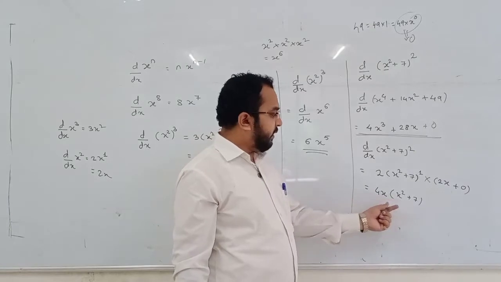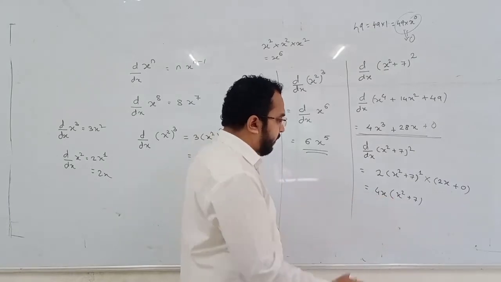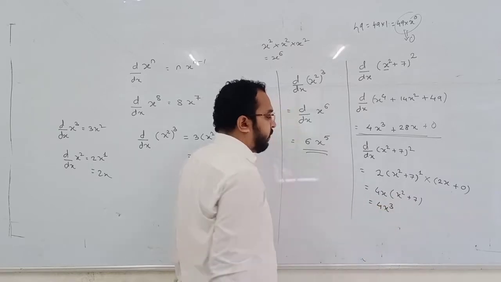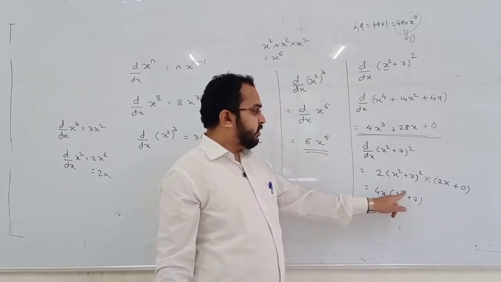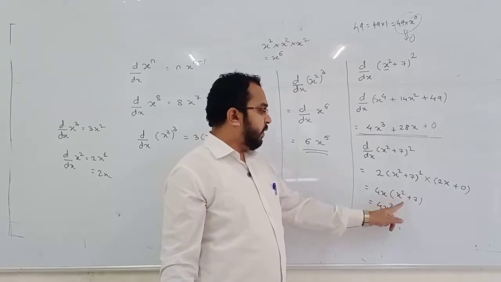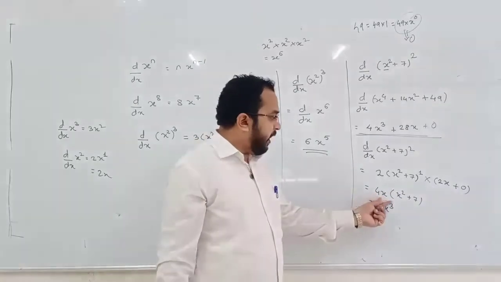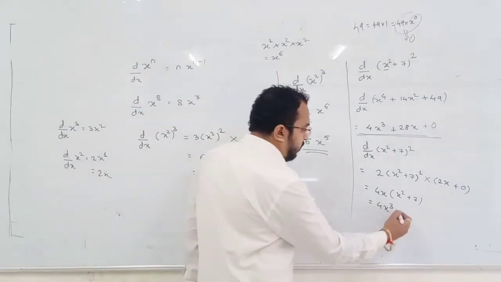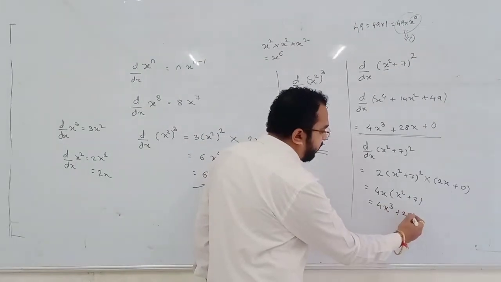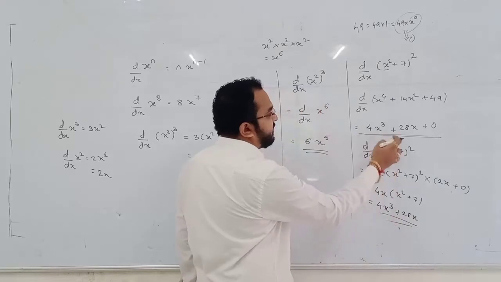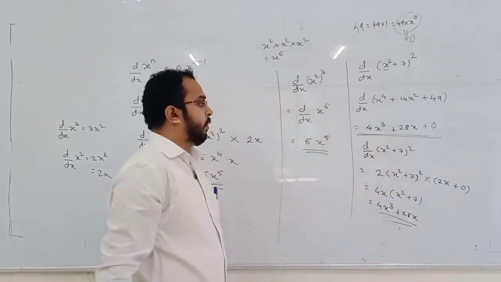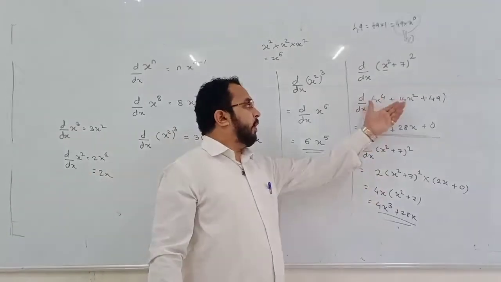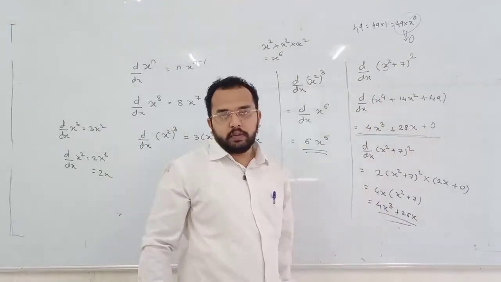Now open this bracket. 4x into x square it will be 4x cube. इधर x है, इधर x square है. So x into x square it will be x cube. And 4x into 7. 4 into 7 is 28. And x, so 28x. Well, that is the answer and the answer is same again. 4x cube plus 28x.